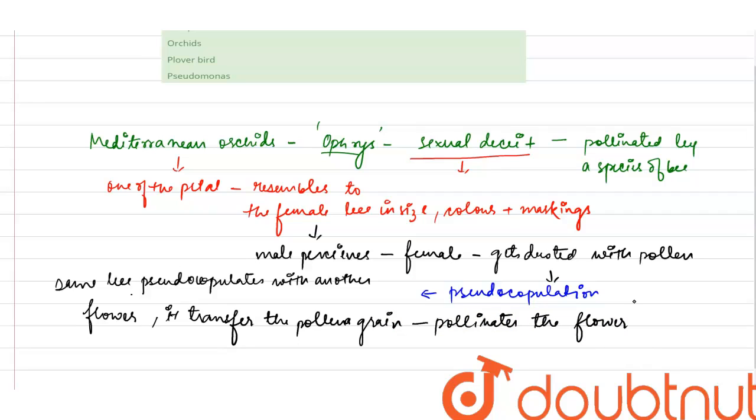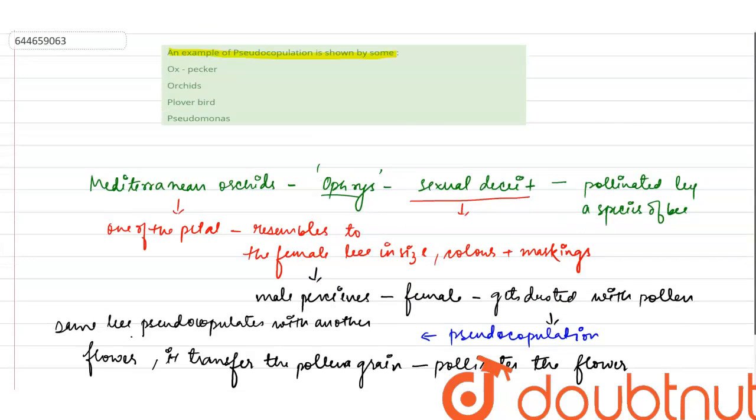Now, this is a very important process for the pollination of this type of orchids. Okay. So our answer here: an example of pseudocopulation is shown by some of the orchids. That is our option number 2.